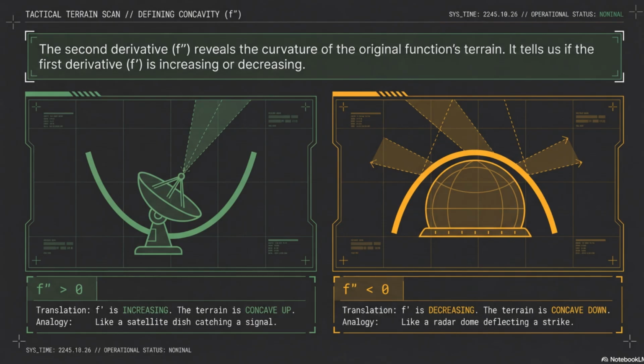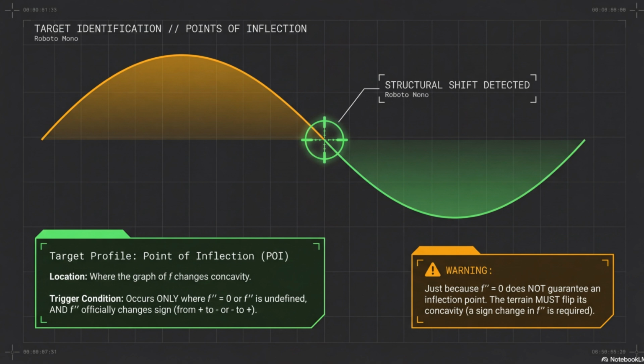We initiate our tactical terrain scan by defining concavity. The second derivative reveals the curvature of the original function's terrain by telling us if the first derivative is increasing or decreasing. If f double prime is greater than 0, f prime is increasing, meaning the terrain is concave up, like a satellite dish catching a signal. If f double prime is less than 0, f prime is decreasing, and the terrain is concave down, like a radar dome.